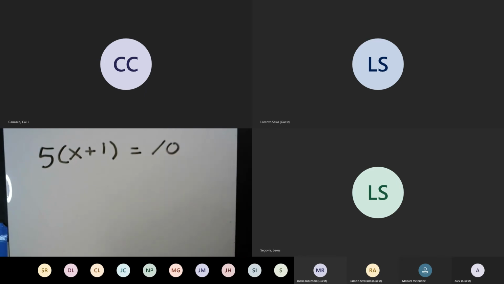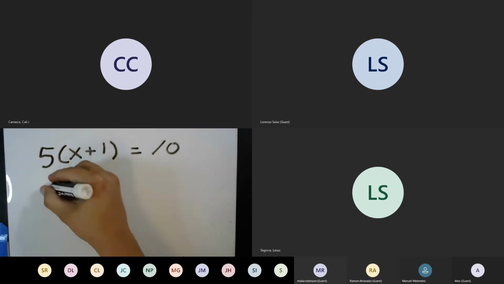Now let's say we have something like this. Now we have a multiplication, and then we have addition that's in parentheses. Now, thinking about PEMDAS, we usually do parentheses first and then multiplication. What we want to do is do this backwards. We want to undo multiplication and then undo what's going on in the parentheses.